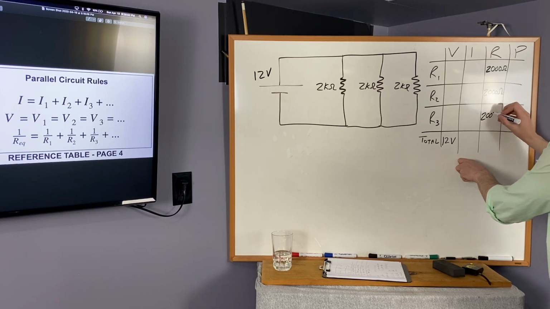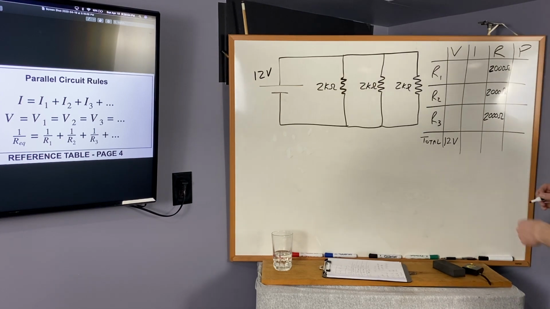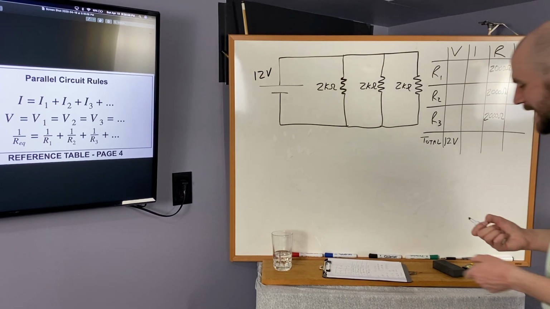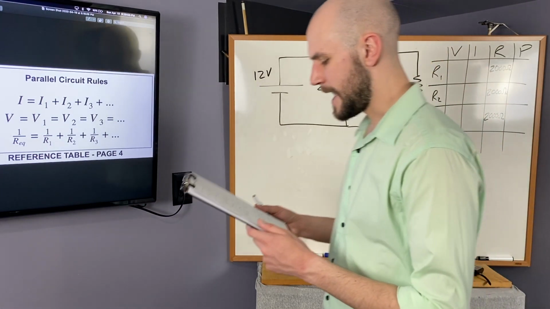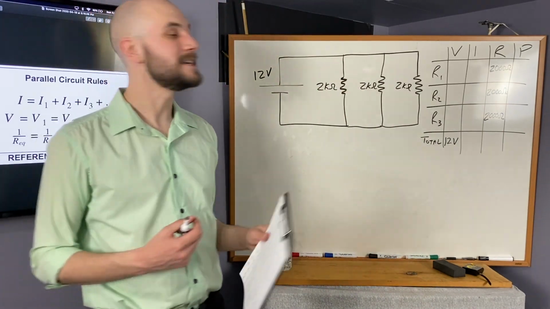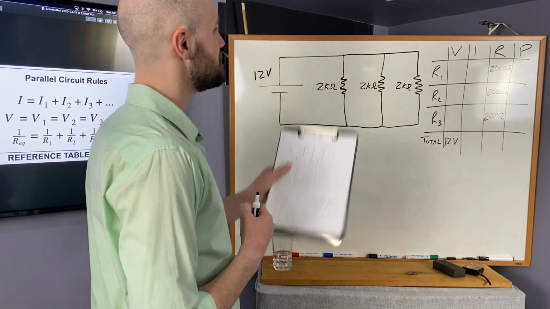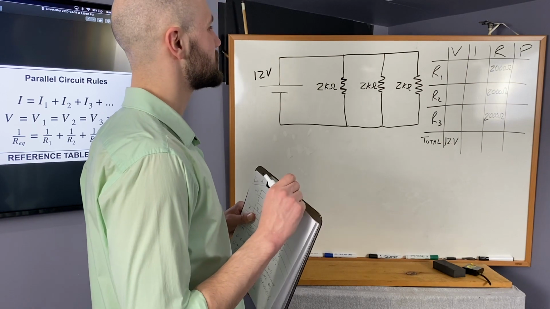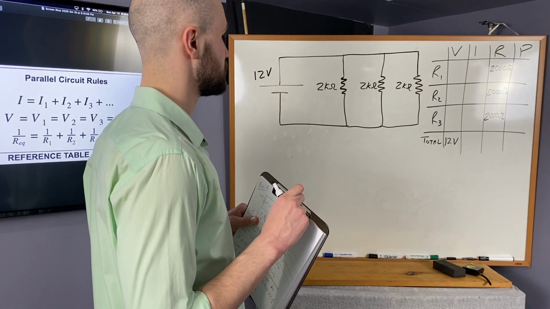R3 is 2,000 ohms. Okay. All right, so now we're going to want to go through and figure out each one of the electrical specifications for this particular circuit.